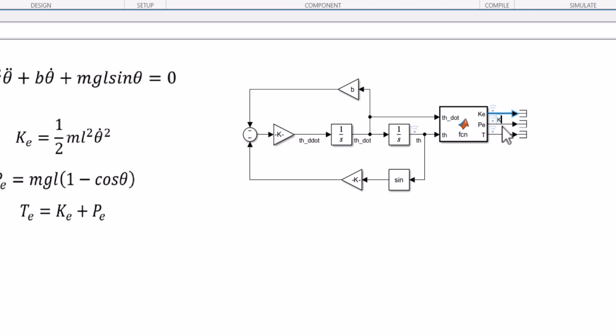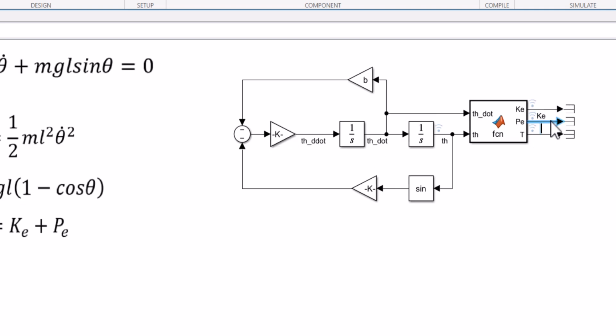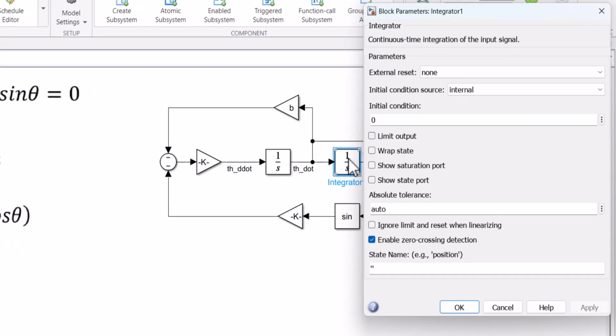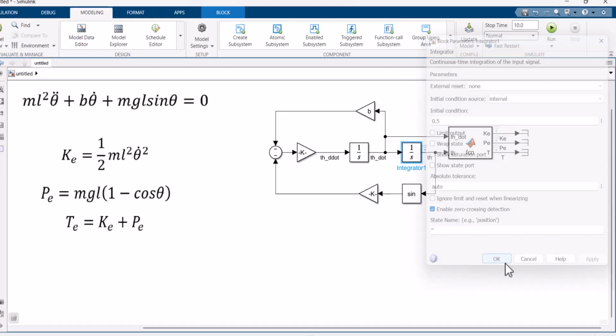So I'm clicking on it and typing in Ke. Over here I can type in Pe, and over here I can type in Q. Okay, I guess that's everything. Now all I have to do is give an initial angle to my pendulum. That initial angle can be given through this integrator because this integrator is producing theta. So the initial angle will be, let's suppose in radians, 0.5.